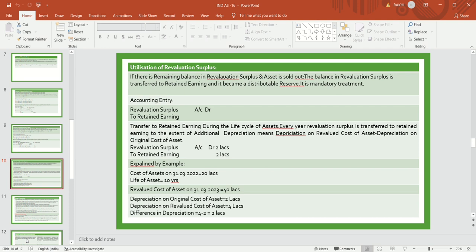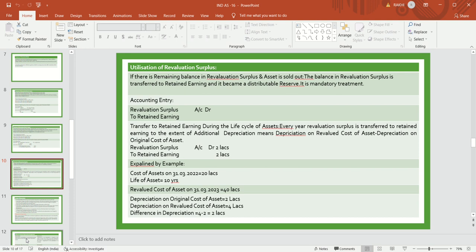Every year, revaluation surplus is transferred to retained earning to the extent of additional depreciation. It means depreciation on the revalued cost of the asset minus depreciation on the original cost of the asset. The difference between the depreciation on the revalued amount and the depreciation on the original cost is to be transferred to the retained earning on a year-by-year basis. This is to be explained by an example.